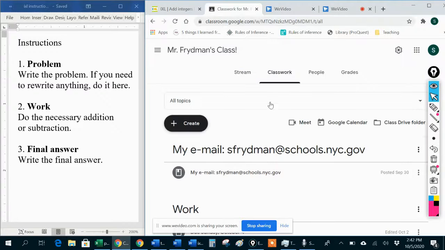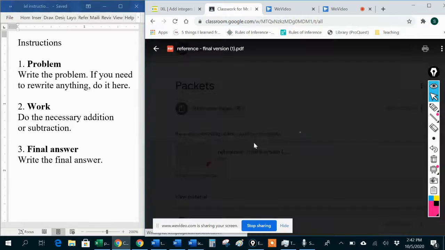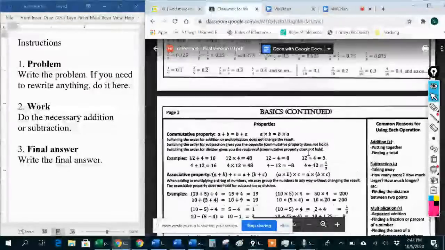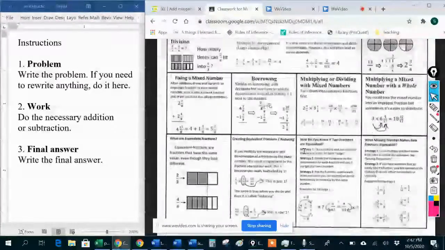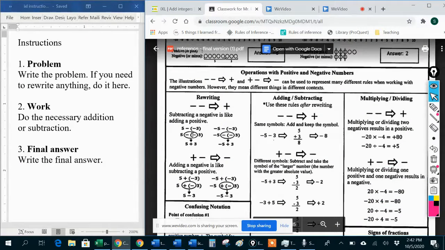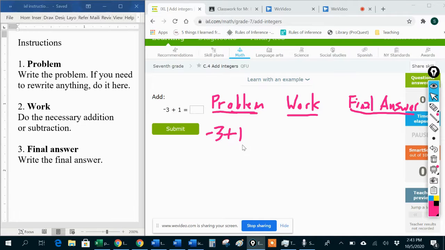If you go into my reference pages under the packets here, find reference pages, and then negatives is on page 5. So we can go down to page 5. There you see page 5. The rewriting rules are if you subtract a negative, that's like adding a positive. If you add a negative, that's like subtracting a positive. But we are just adding a positive here, so there's nothing to rewrite. I don't have the plus and negative symbols right next to each other. So we'll just leave that as the problem.